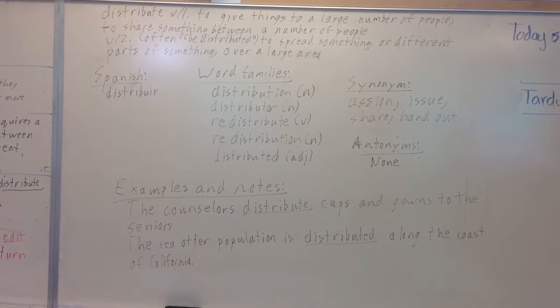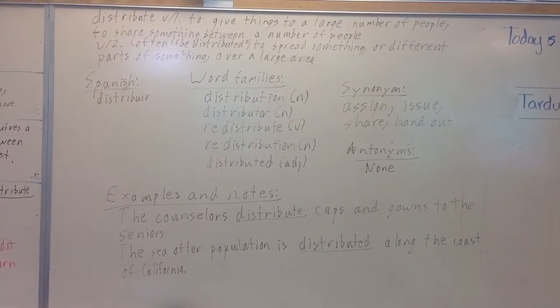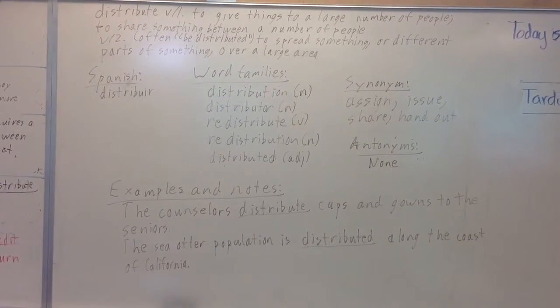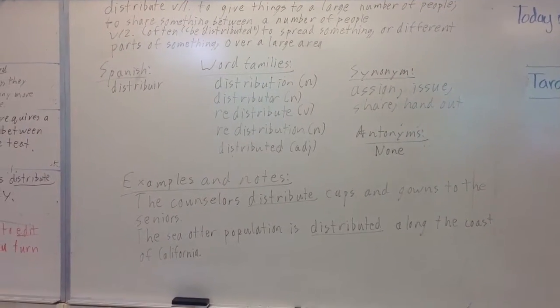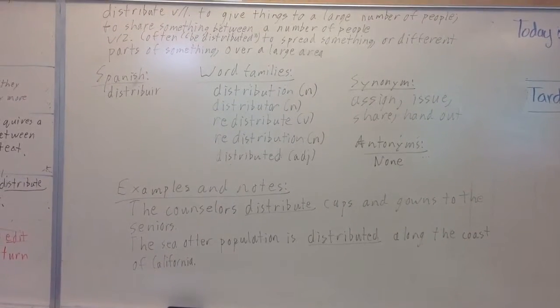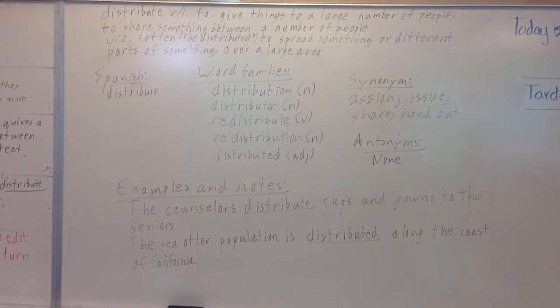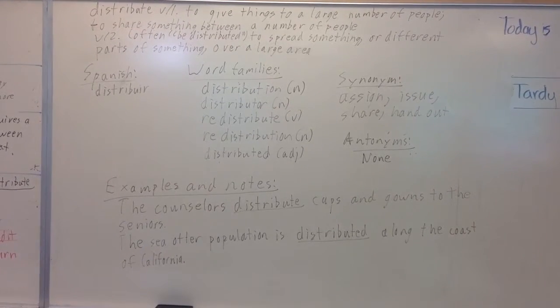Okay, definition 2, it says it's often passive. It's often with be distributed, and that's what my example shows, be distributed. It means to spread something or different parts of something over a large area. So it's often like to be distributed is like to be spread out over a large area.